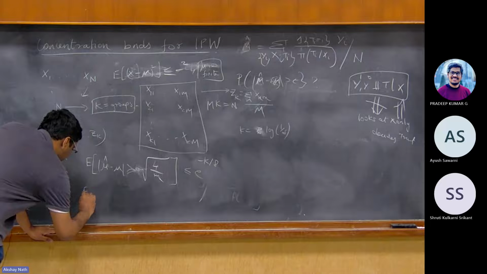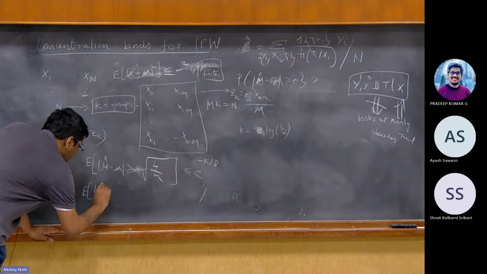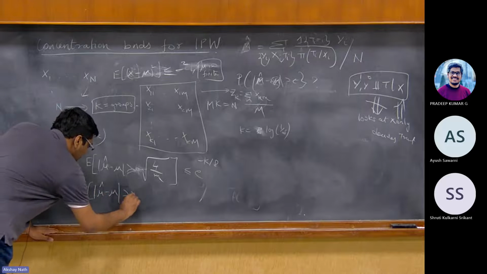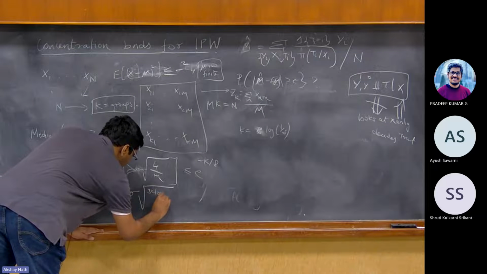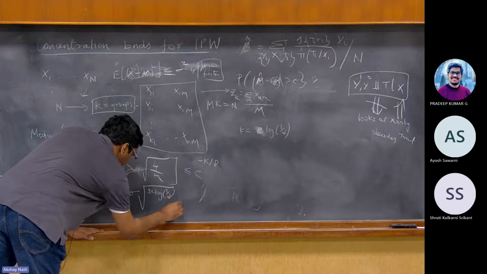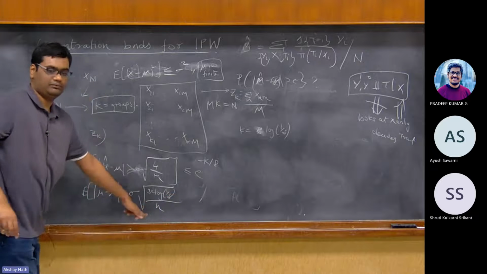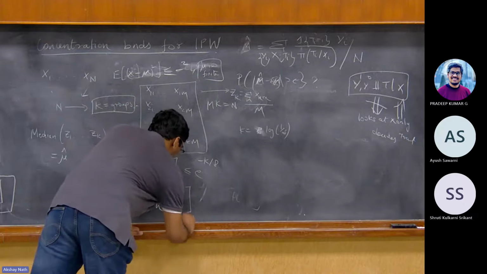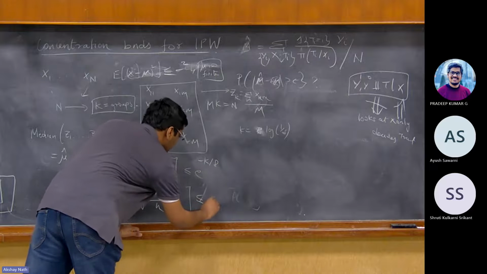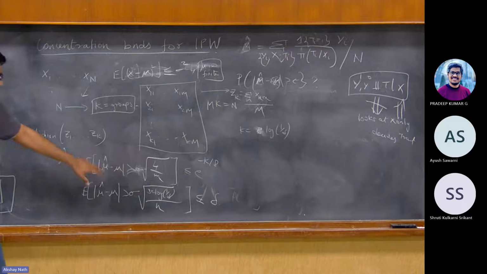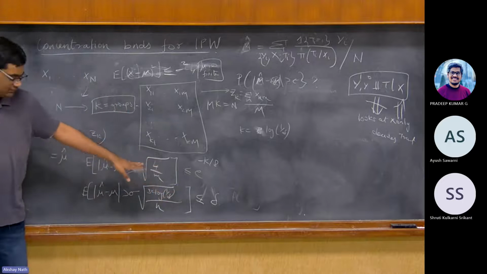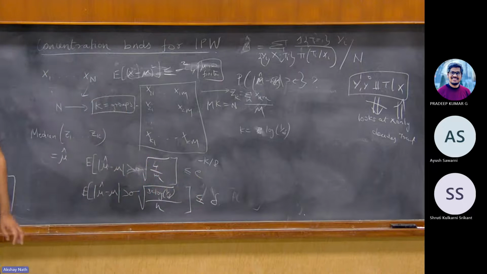So the estimator is finally such that the probability of mu hat minus mu being greater than sigma times the square root of 32 log 1 over delta divided by n, the total number of samples, is less than or equal to basically just delta. I have to prove this, but if you have this result, then this is true.